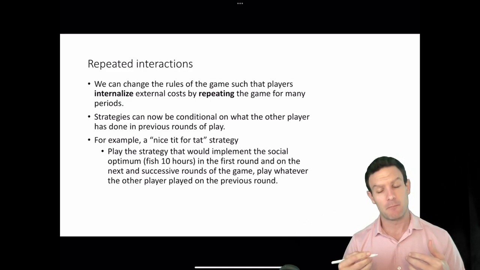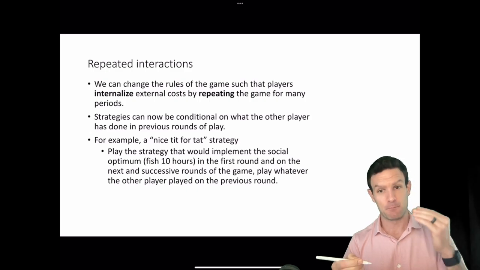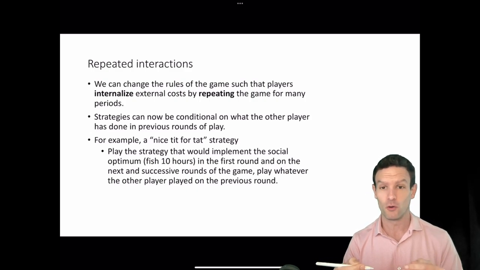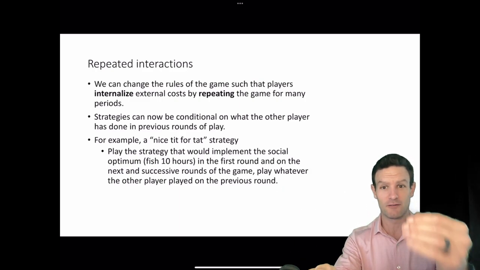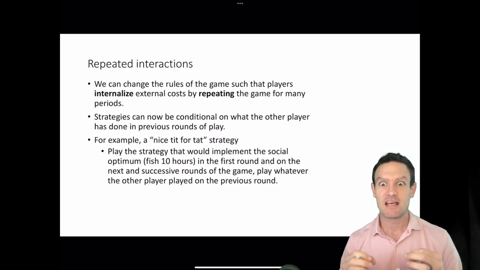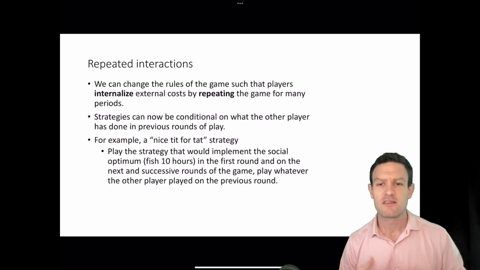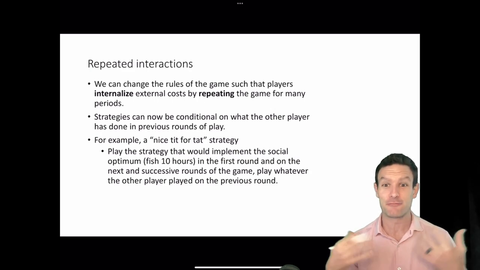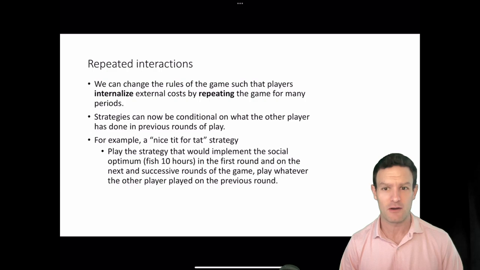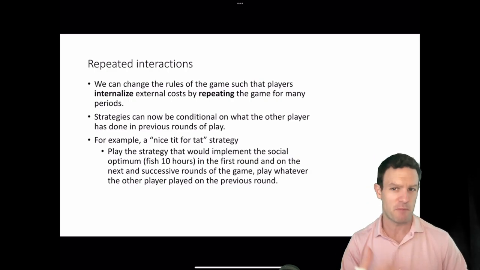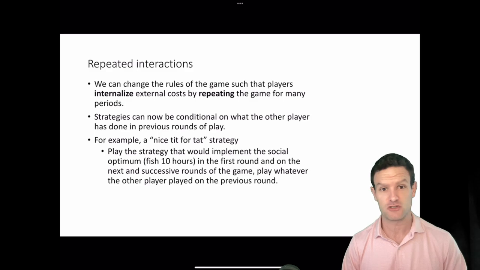If, on the other hand, Abdul had started off playing fish 10 hours and Bridget had started off with fish 12 hours or more, then Abdul in the next round would play fish 12 hours. Then if Bridget again fished 12 hours, Abdul in the next round would also fish 12 hours. Now, here's the thing. If Bridget changed her activity, Abdul would basically forgive her and return to fishing 10 hours if Bridget had fished 10 hours in a prior round. That's why we say we have a nice tit-for-tat strategy, a conditional strategy that is based on what one player does in a previous round.